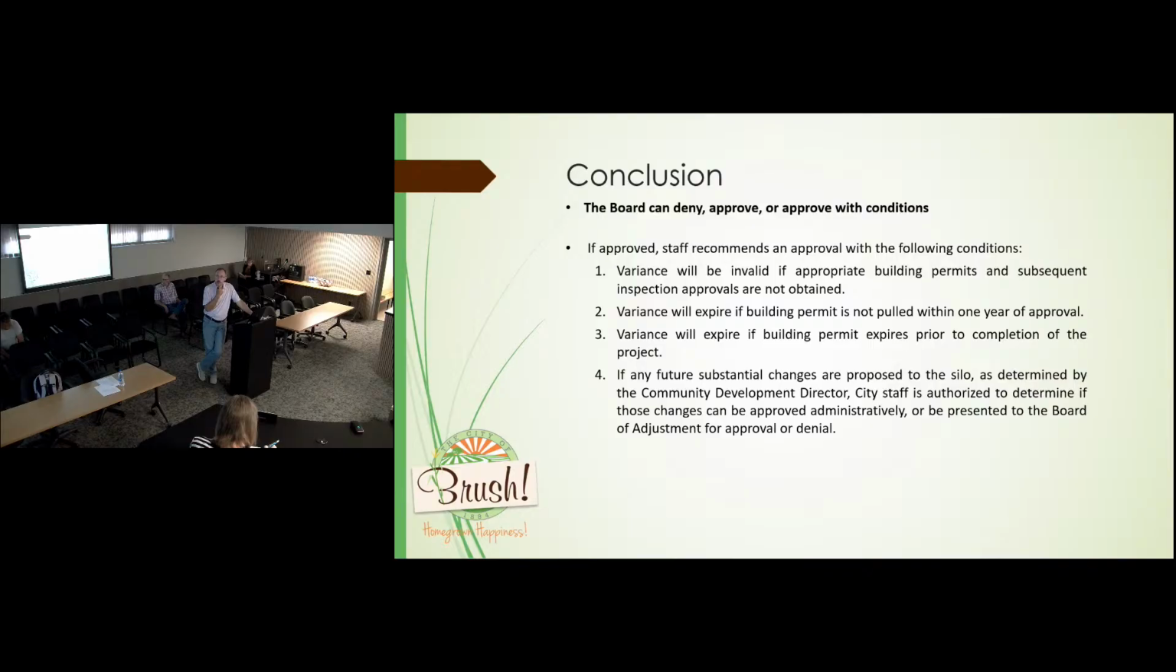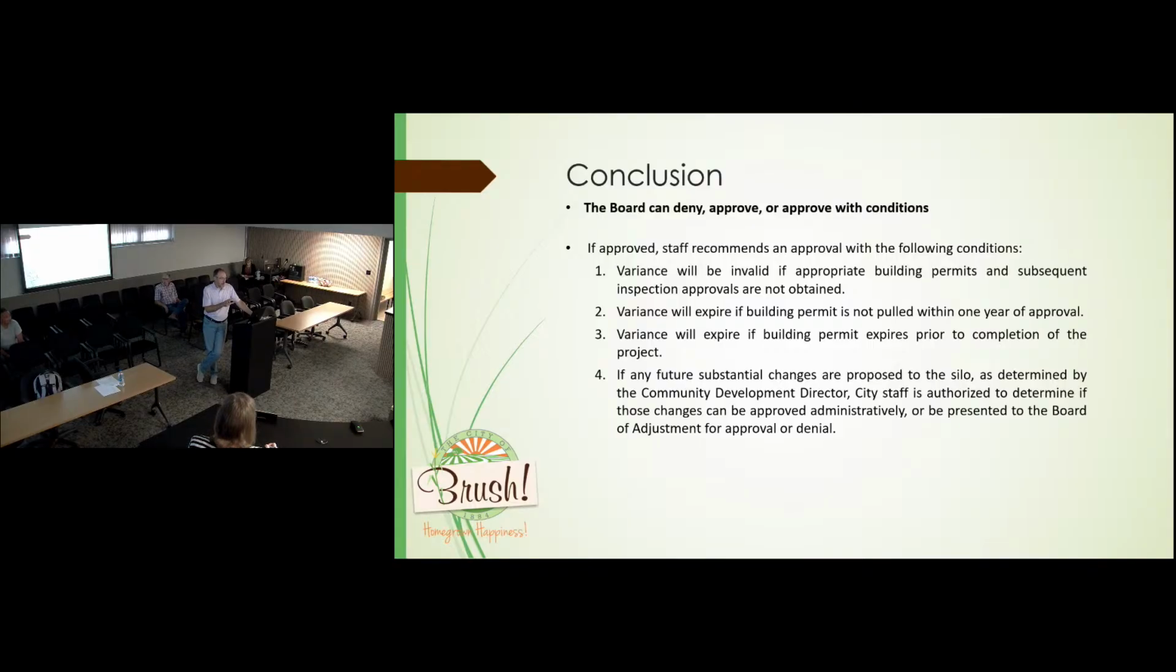That's not really relevant for this one. So the other 4 would be those: the variance is invalid if the permits and inspections are not obtained, the building permit is not pulled within a year of approval of a variance, and the variance would expire if the permit expires before the completion of the project. And then the last one, that if any future substantial changes are proposed to the silo as determined by the community development director, city staff is authorized to determine if those changes can be approved administratively or be presented to the Board of Adjustment for approval or denial.